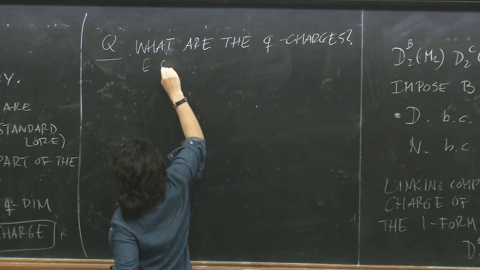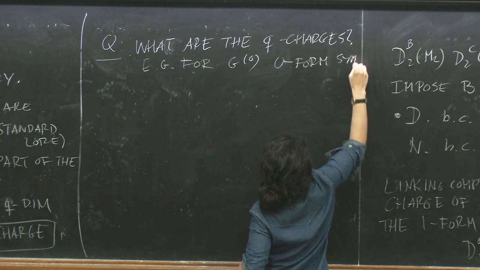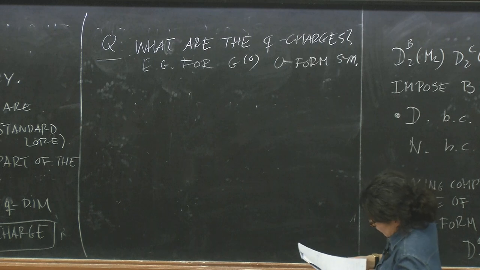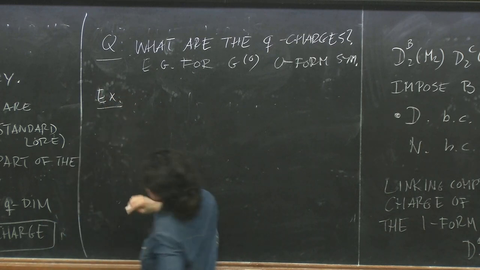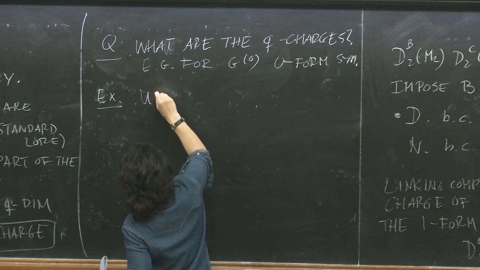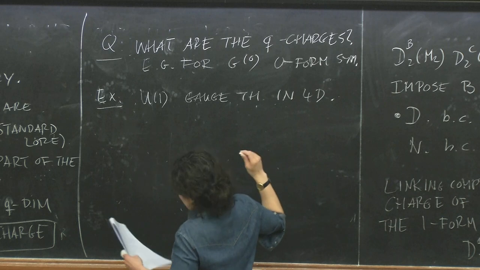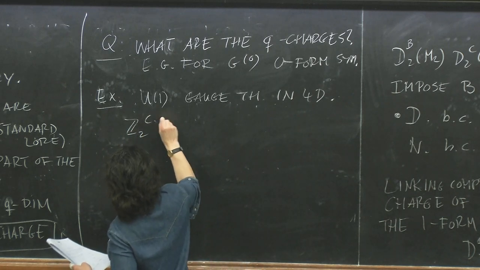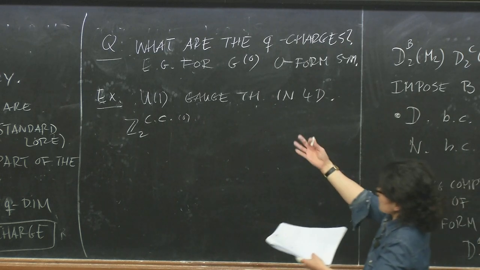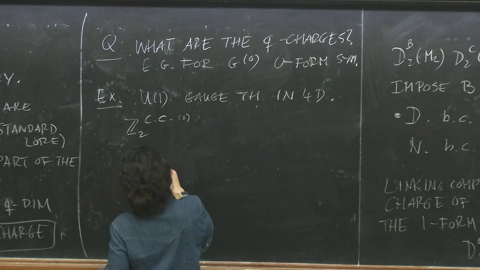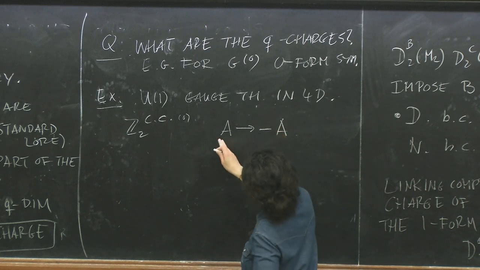So for example, for G0, a zero-form symmetry. One way we can look at it, again the example that's been carrying through this whole series of lectures, is the U(1) gauge theory in 4d. We know there is a Z2 charge conjugation symmetry. So this is a zero-form symmetry, and we can ask, what actually are the charges under this? Well, it certainly acts A goes to minus A, so it will act on local operators also, and F goes to minus F.